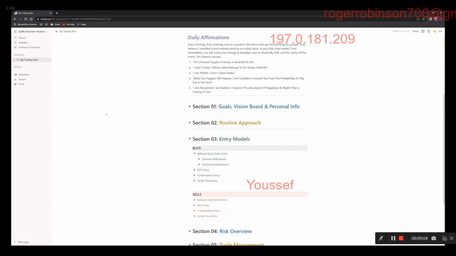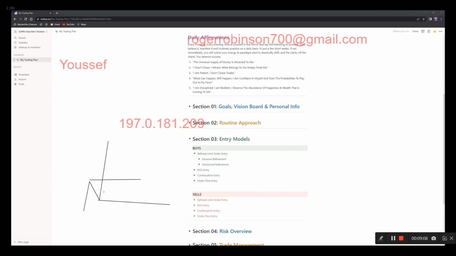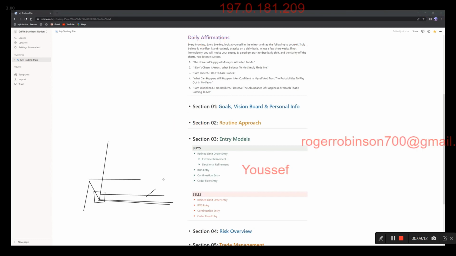So what this is going to look like is, if you have your order block right here, your higher time frame, you're going to take a picture, not of this, but you're going to focus on here. What does your extreme order block look like for a buy scenario? And that's how you're going to take a picture for your extreme refinement.